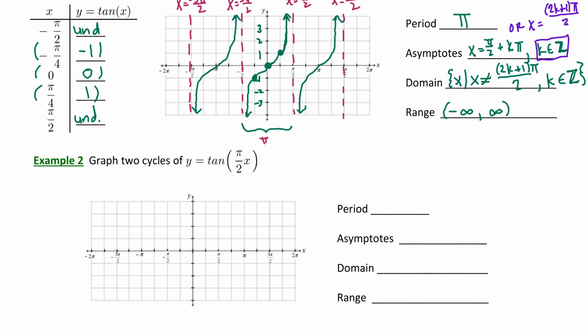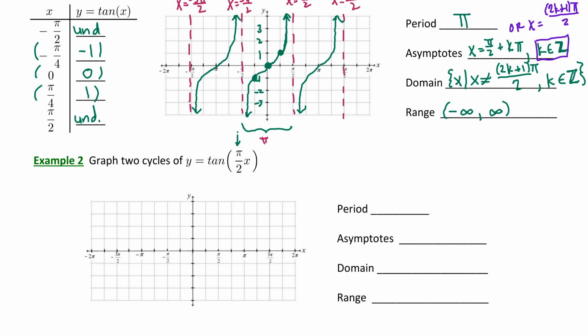So in example 2 here, we're looking at the graph of tangent of (pi/2)x. Notice the argument has been multiplied by a constant. When the argument is multiplied by a constant, this generates a change in the period of the function.